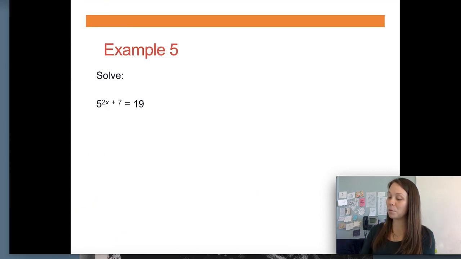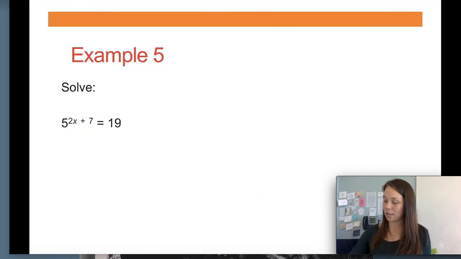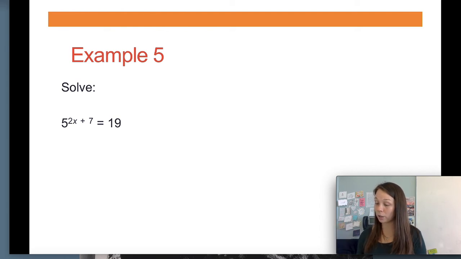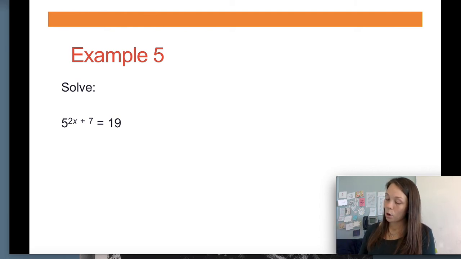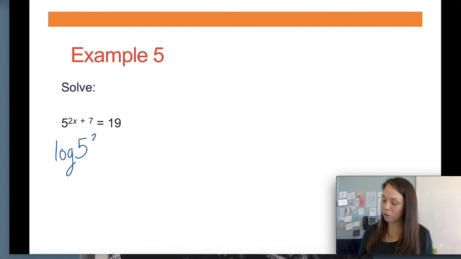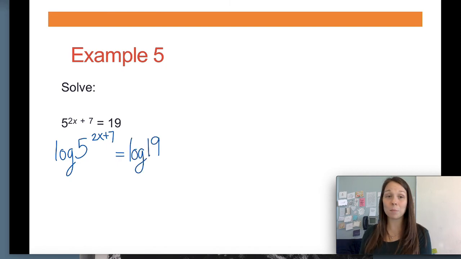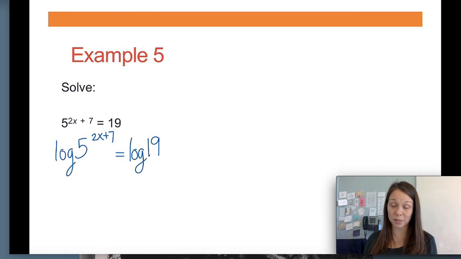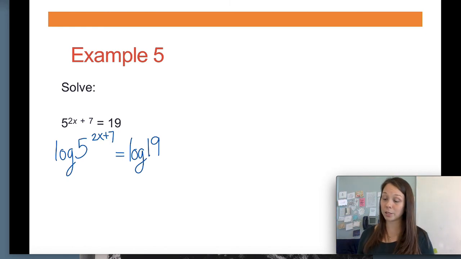Okay, so example 5, I told you it was a similar start, so here we go. We are going to have the log of 5 to the power of 2x plus 7 equals the log of 19. I'm going to take that exponent of 2x plus 7, and I'm going to kick it to the front.